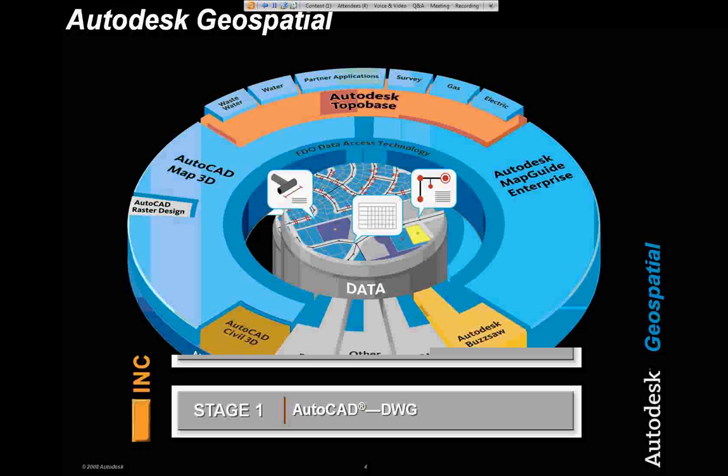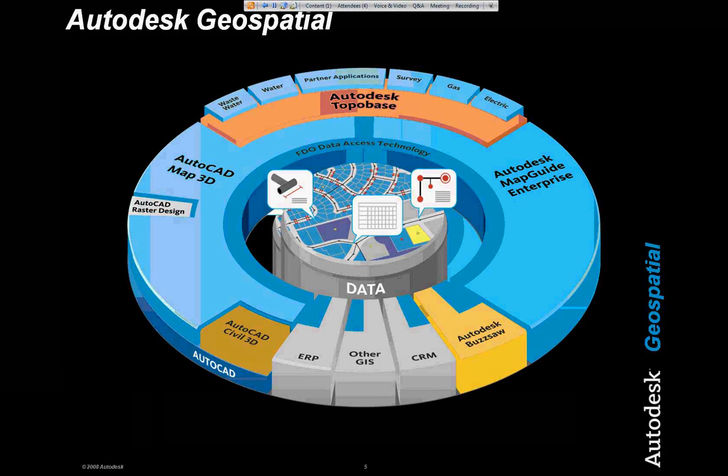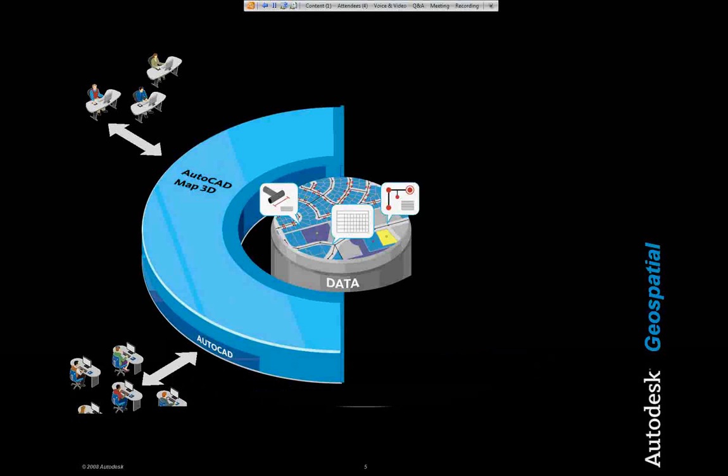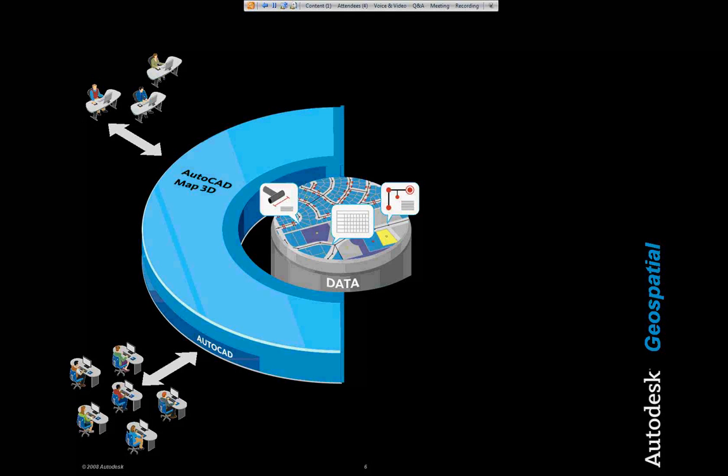So here's a quick, nice graphical look at the Autodesk geospatial world. Let's break this down a little bit. So here on the left half of this donut, we have the desktop applications from Autodesk as far as geospatial is concerned, and that desktop application base is Map 3D. Now you'll notice there's a thin blue slice down at the bottom of that to let you know that Map 3D has all the functionality of AutoCAD, and on top of that AutoCAD functionality you get the Map 3D functionality.